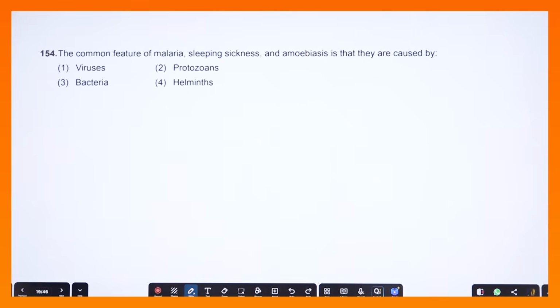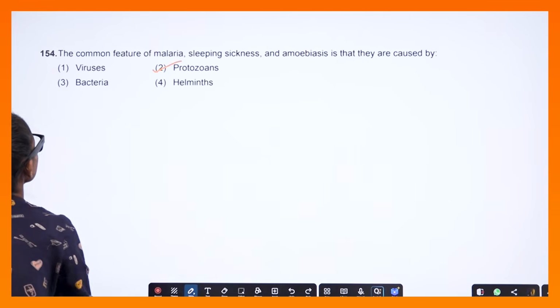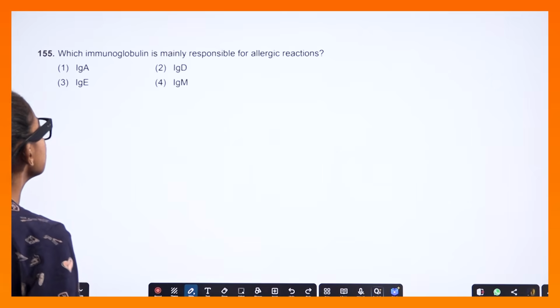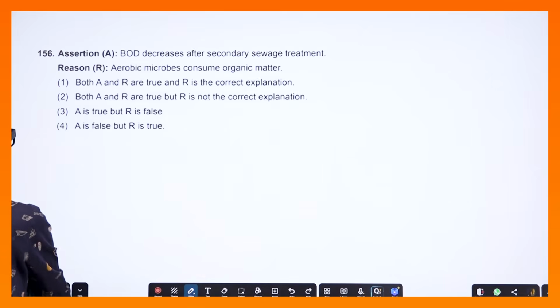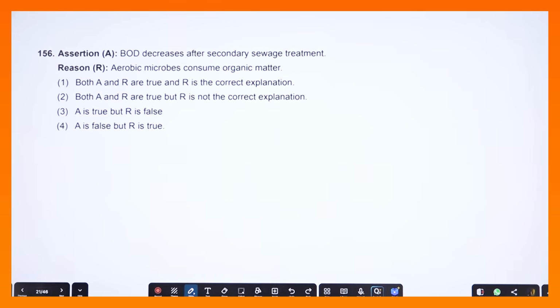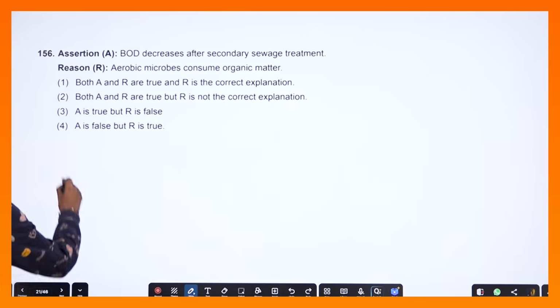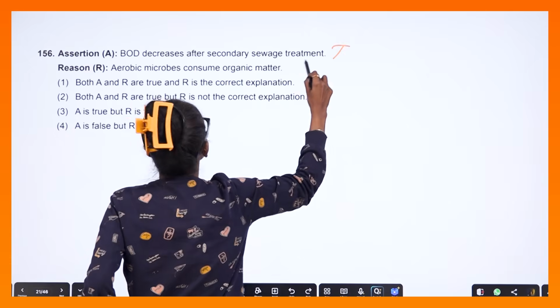The common feature: malaria, sleeping sickness, amoebiasis. Protozoa. Sleeping sickness, Trypanosoma, protozoans. Okay, which immunoglobulin is mainly responsible for allergic reaction? IgE. BOD decreases after secondary sewage treatment because aerobic microbes consume the organic matter. Correct. So both are true and it is the correct explanation.